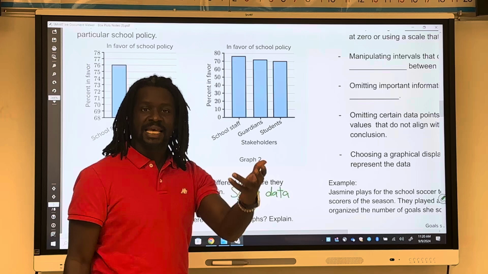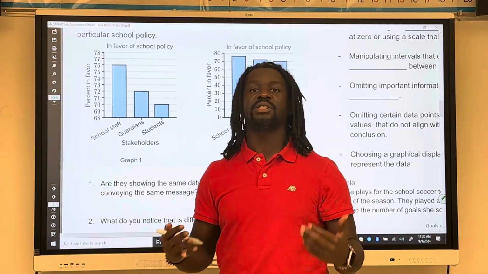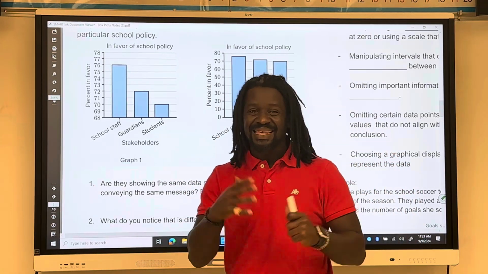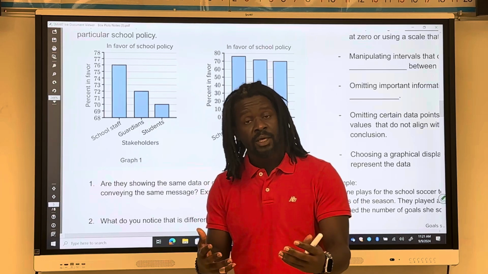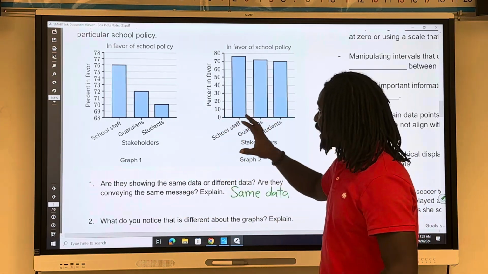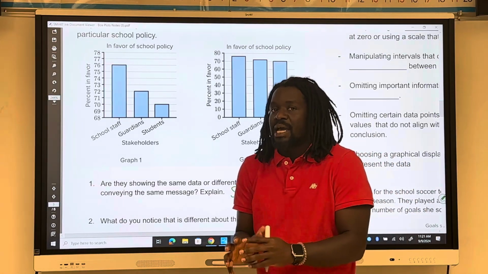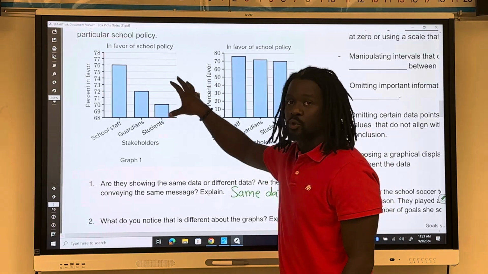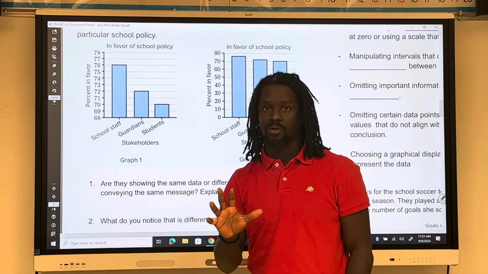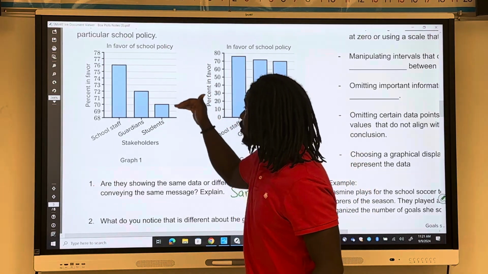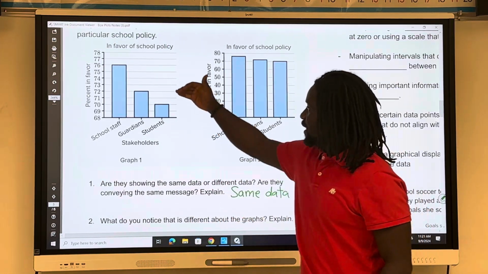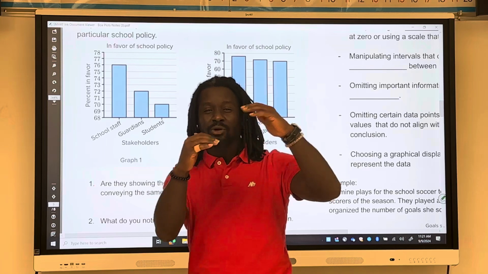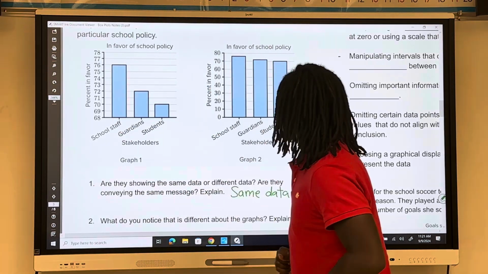Now, the second question is, but is it conveying the same message? In other words, when you look at these 2 graphs, do you come away thinking the same thing? When I look at this first graph, whatever this policy is, and I said it was like school uniforms, it looks like students are not in favor, because it's so much lower than the school staff. It looks like there's a greater discrepancy, a greater difference between the school staff and the students.